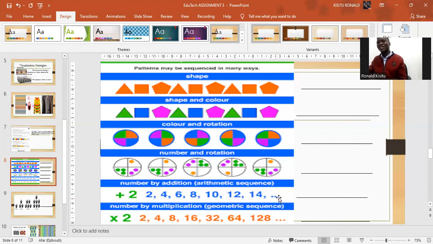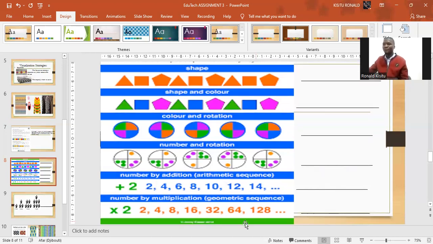That means if someone asks a student, what is the next number in the sequence? The student will easily identify that from 14, they are going to add 2 to get the next one. They add 2 to get the next one. The same procedure for getting the next one.